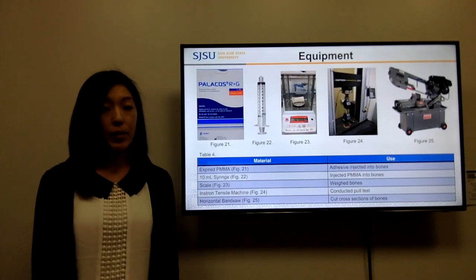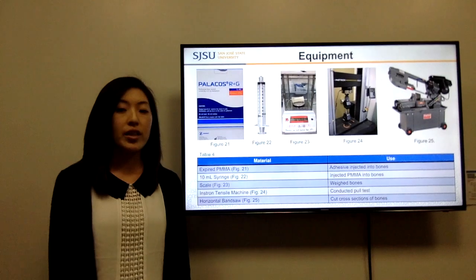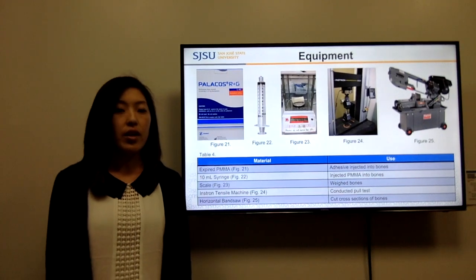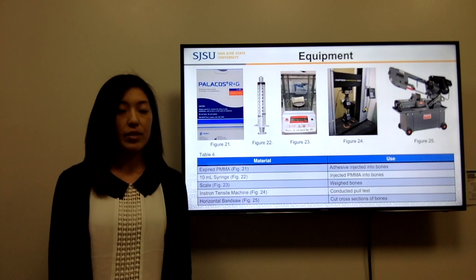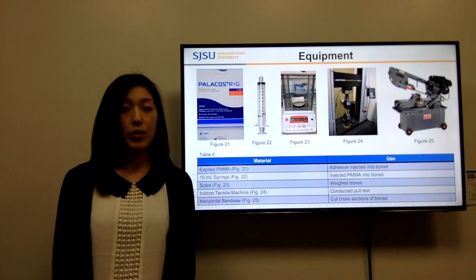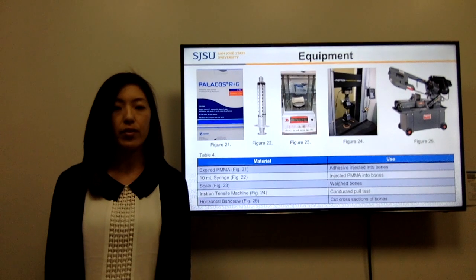We have expired PMMA used as our adhesive to inject into the bone, and to inject that we use the syringe. Next we have a scale to weigh the bones, the Instron tensile testing machine to conduct the pull test, and lastly a horizontal bandsaw to cut cross sections of the bone.